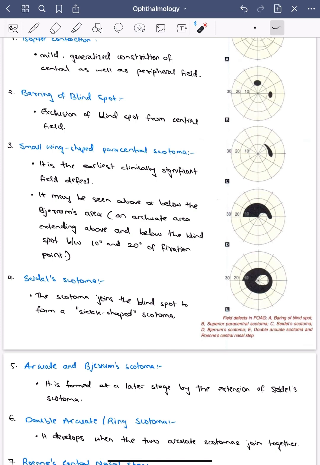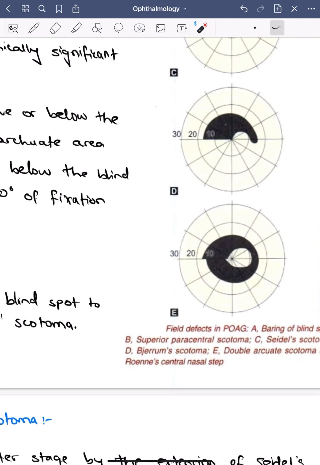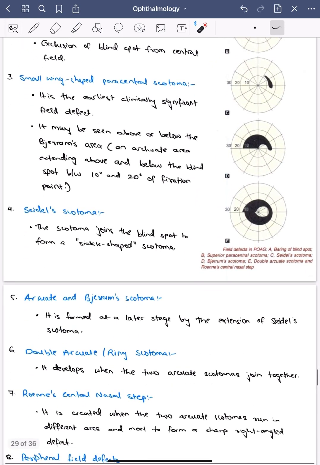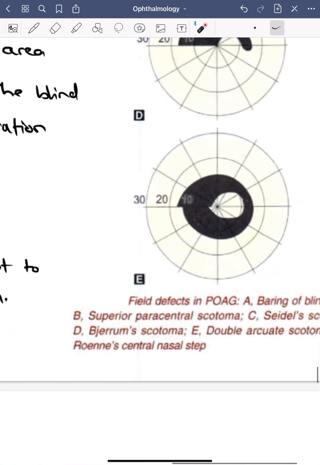Now this progresses into the double arcuate or the ring scotoma. Now it develops when the two arcuate scotomas join together. So we have one on the superior side and one on the inferior side, and these two join together to form a ring scotoma or a double arcuate scotoma. Now you can note here that the joining of this is not perfect. Now this gives rise to the next visual field defect, that is Rønne's central nasal step. Now it is created when the two arcuate scotomas run in different areas and meet to form a sharp right angled defect. So this here is the Rønne's nasal step.